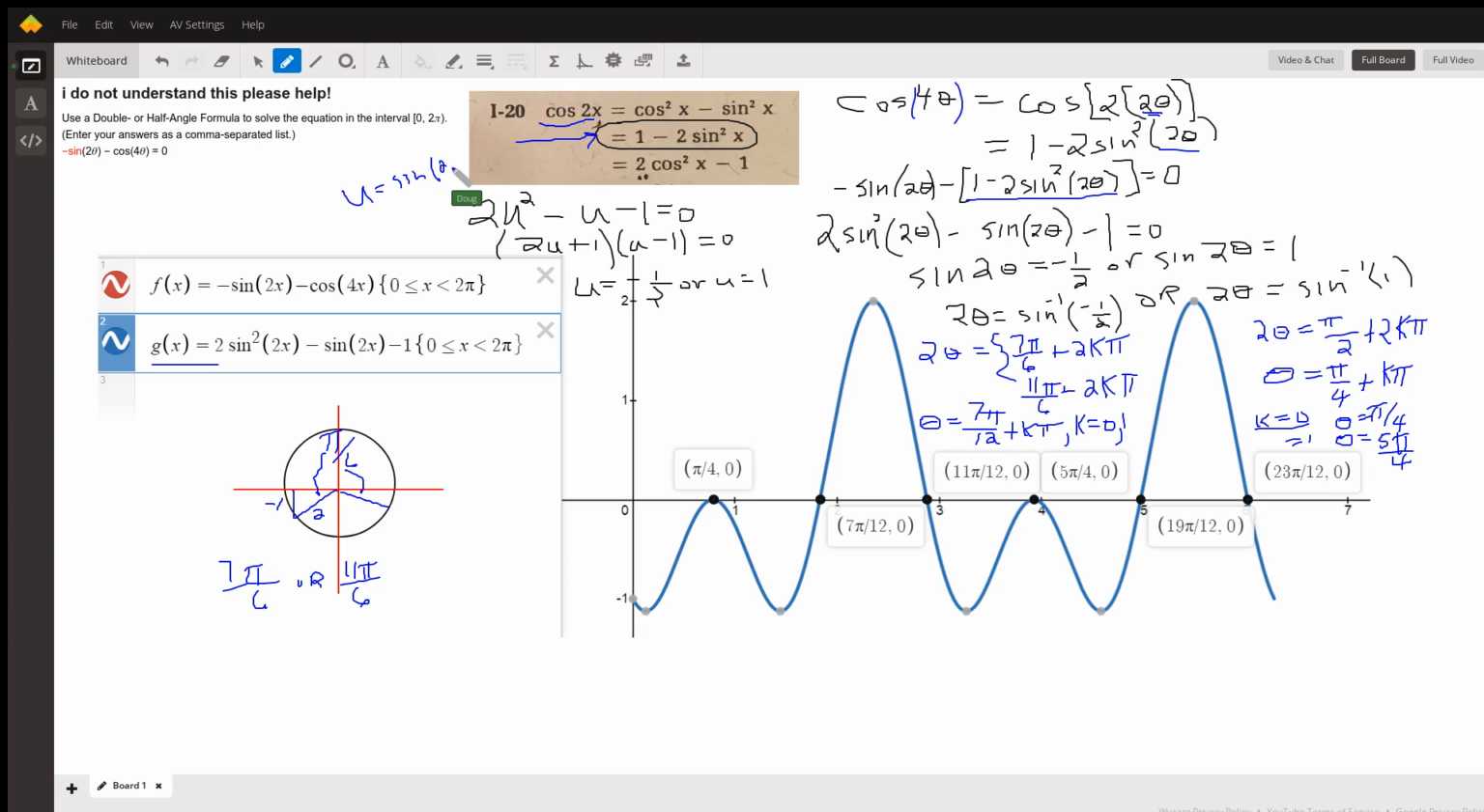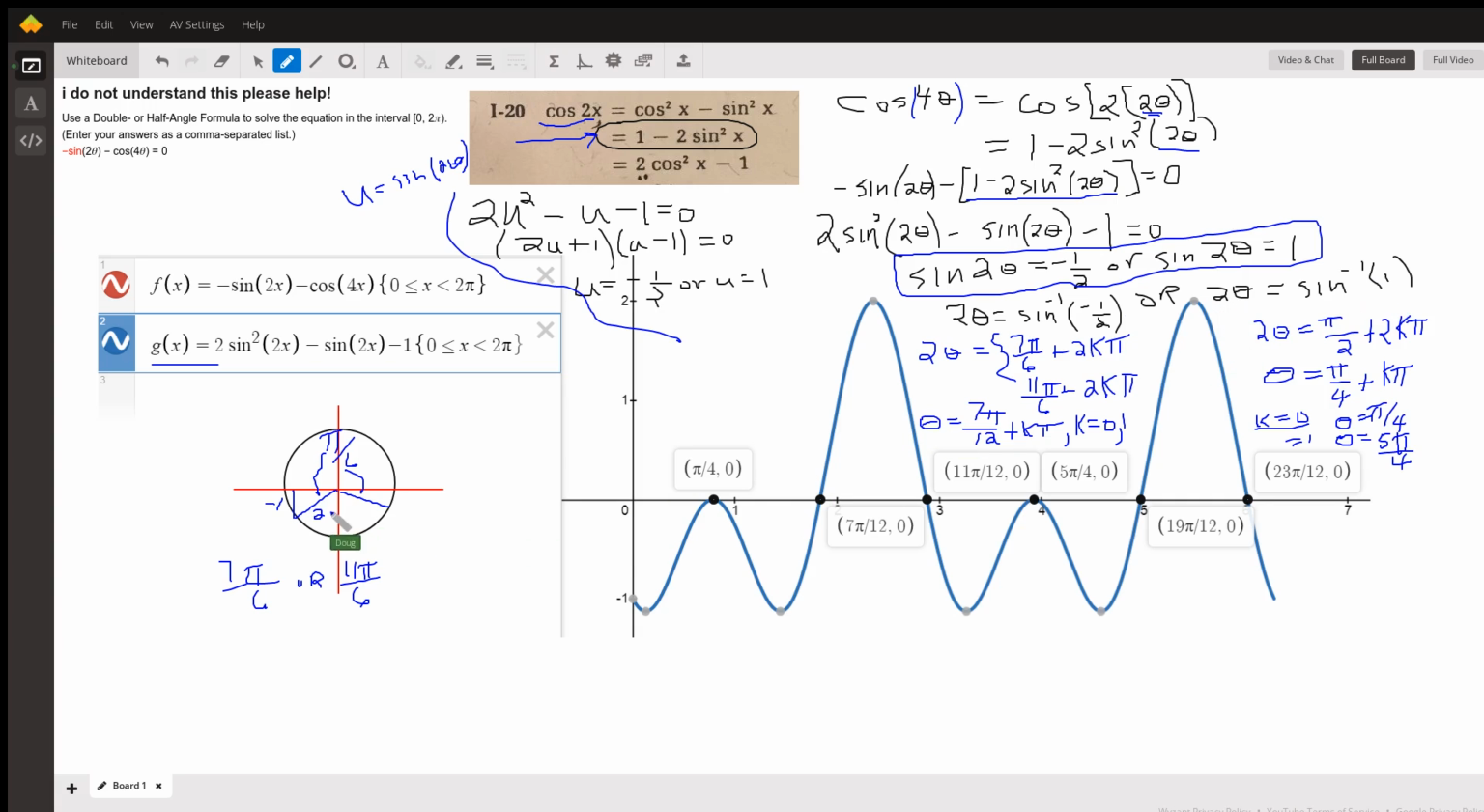And then this is what you can write right here. You'll see you get 2u squared minus u minus 1, which is easily solved by factoring. u equals negative 1/2, or u equals 1. But u is the sine of 2 theta, and so this is what I have right here. Now, how do you get to theta from there? Well, if the sine of 2 theta equals negative 1/2, then 2 theta is the angle that has a sine of negative 1/2. Or 2 theta is an angle that has a sine of 1.